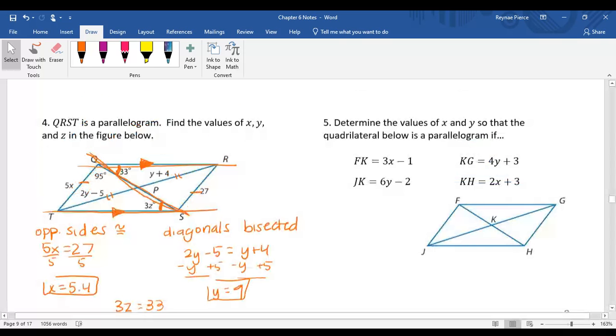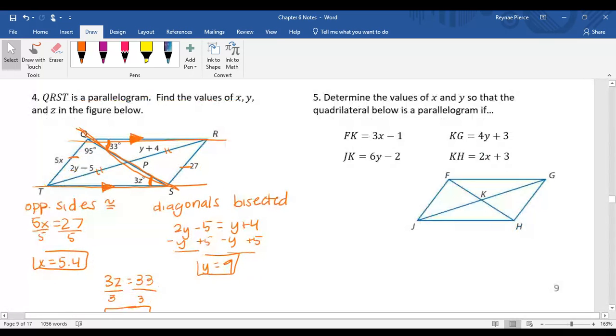For number 5, go ahead and put these expressions on your picture where they belong. Okay, and that will help you find your values for x and y. And again, we'll talk about number 5 in class some more.